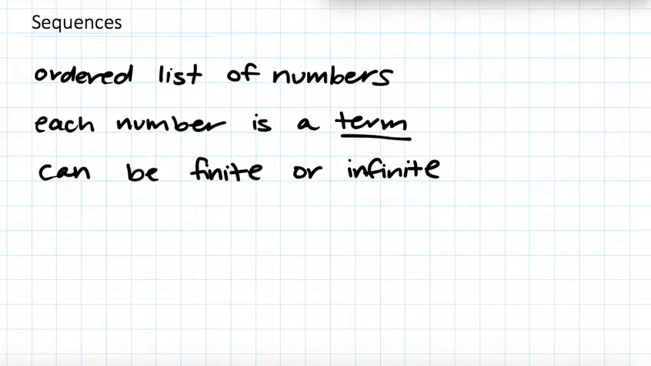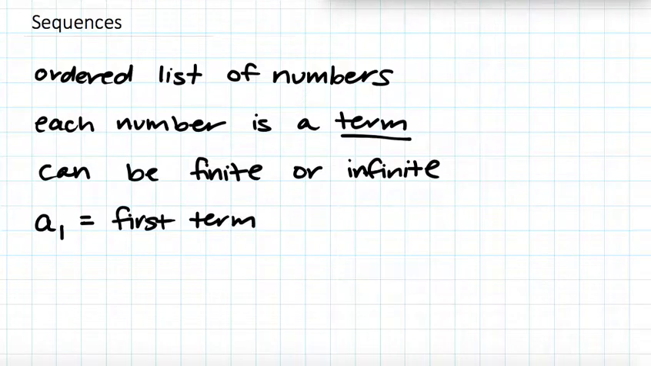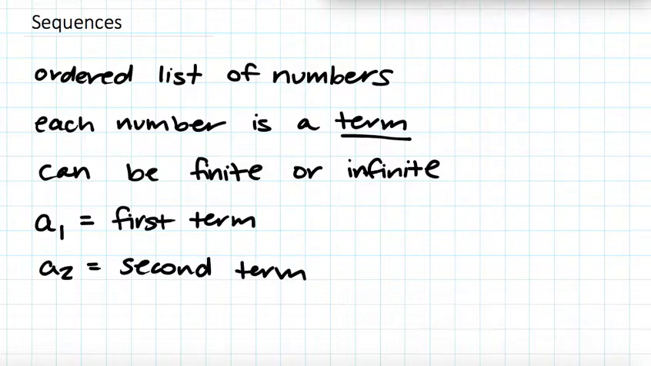We have notation for sequences that involves using the letter A. A stands for the term, and then we put a subscript which tells us the term number or the position of the term in the sequence. So A sub 1 would be the first term. A sub 2 would be the second term. And then we could continue. A sub 3 would be the third term, etc.